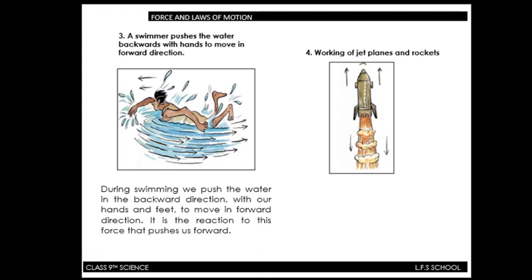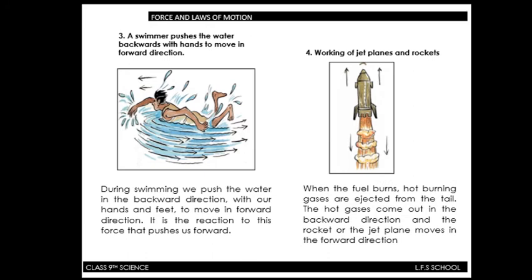in a forward direction. The force exerted by the rocket on the gases is the action force, and the force exerted by the gases on the rocket is the reaction force. It is this reaction force on the rocket in the forward direction due to which the rocket moves forward. So, these are the four applications of Newton's third law of motion. Is it clear?